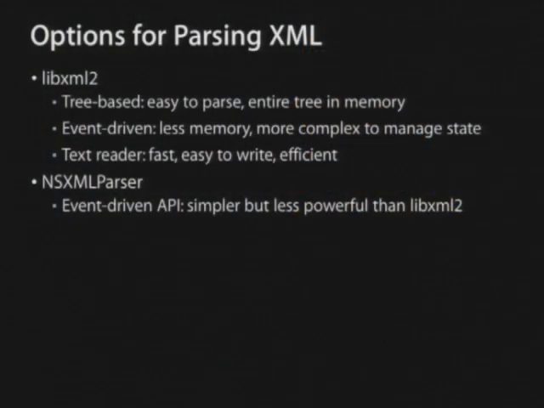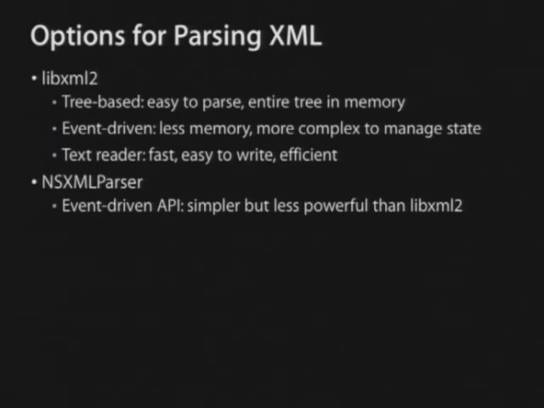There are a few options for parsing XML on the iPhone. The first is a low-level C API called libxml. It actually has three different options for parsing. There's a tree-based DOM parser, where you take the XML file and read it all in, and you've got the whole tree instantiated, and you can walk through the tree and ask for parent and child nodes and all that sort of stuff.